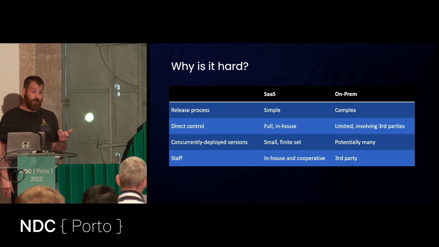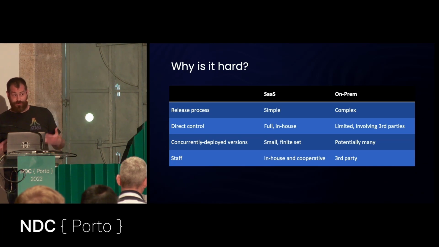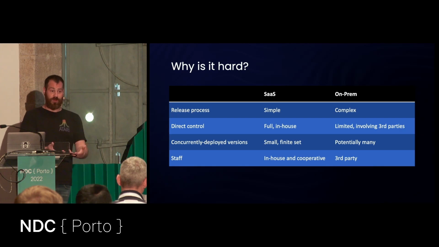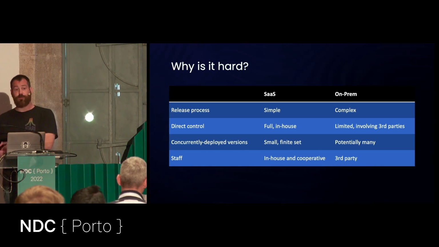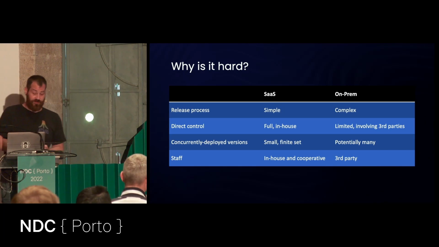For on-prem, the release process by nature has to be more complex. You have to package your software artifacts. You have to have documentation, release notes. You have to coordinate the releases with other groups and with your customers, right? So fundamentally, it's a much more complex process.